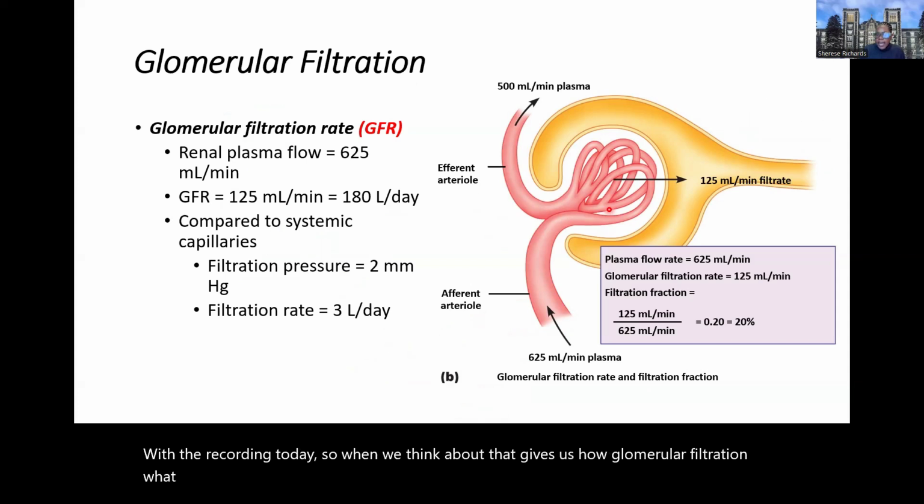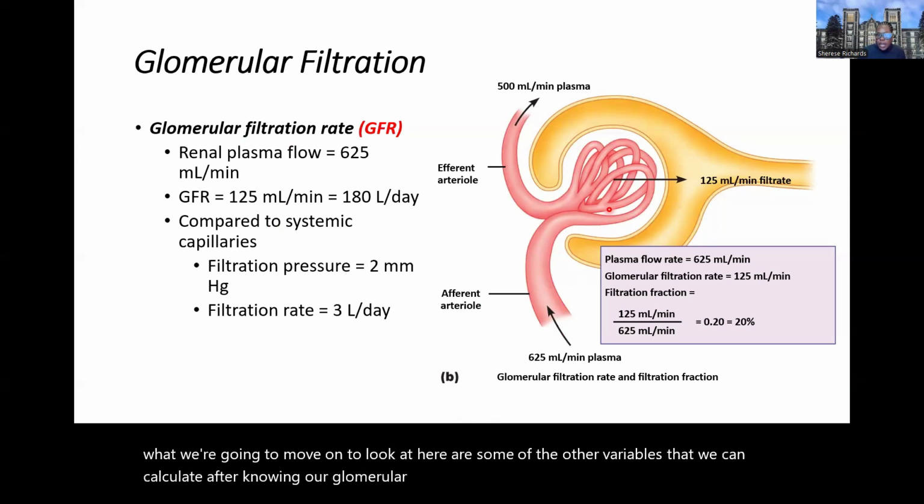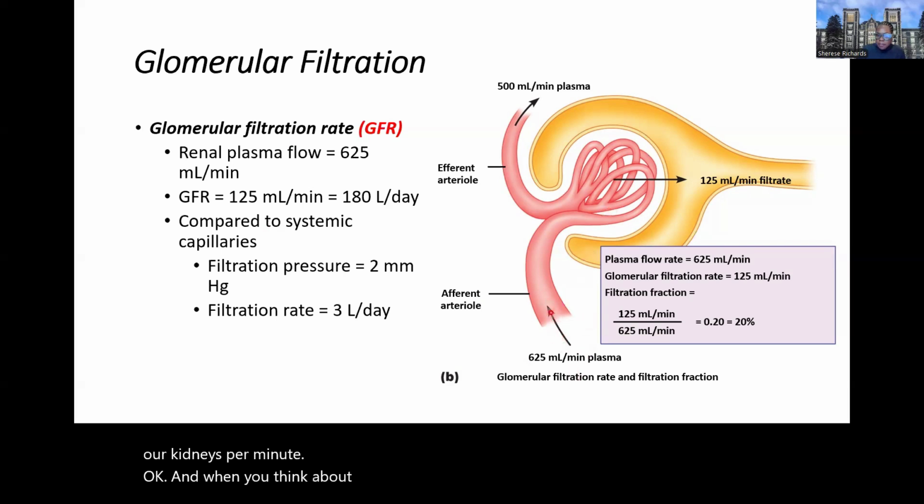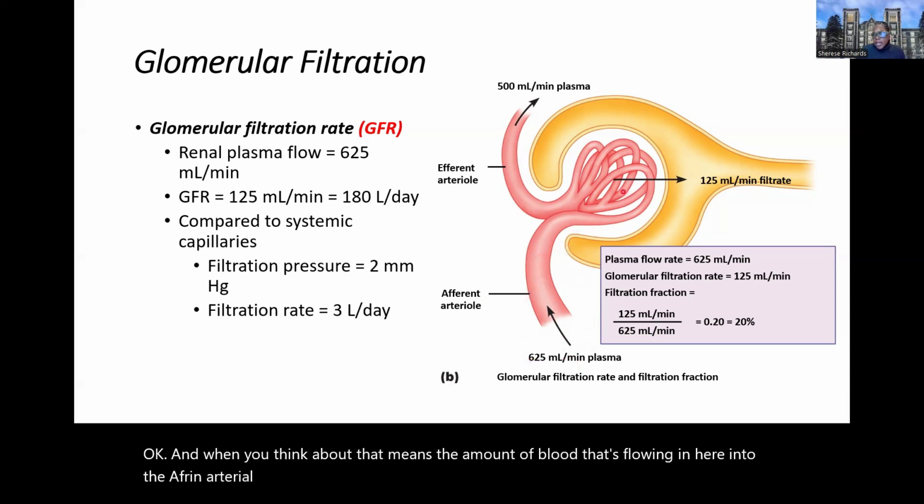What we're going to move on to look at here are some of the other variables that we can calculate after knowing our glomerular filtration rate, so knowing our GFR. So if we think about our renal plasma flow, this is the amount of blood that is flowing through our kidneys per minute. And when you think about that, that means the amount of blood that's flowing into the afferent arteriole that is making its way into the glomerulus.